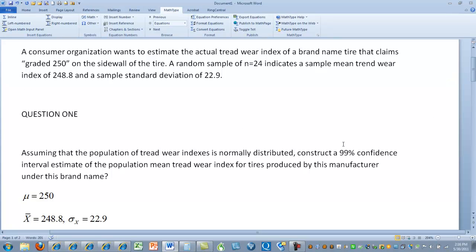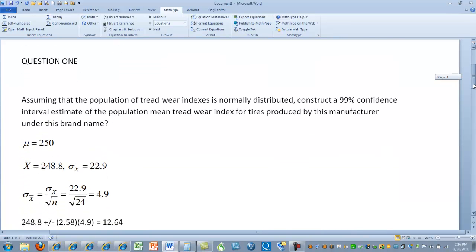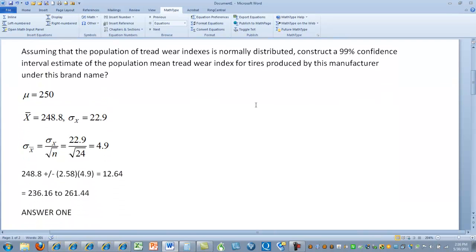Let's construct a 99% confidence interval estimate of the mean tread wear index produced by this manufacturer under this brand name. So our hypothesis is that mu, the population mean of tire tread wear, is 250. We took a sample, it was 248.8. The standard deviation of our sample is 29.9. What we want is the standard error of the mean to build a confidence interval to see if 250 is in that interval.